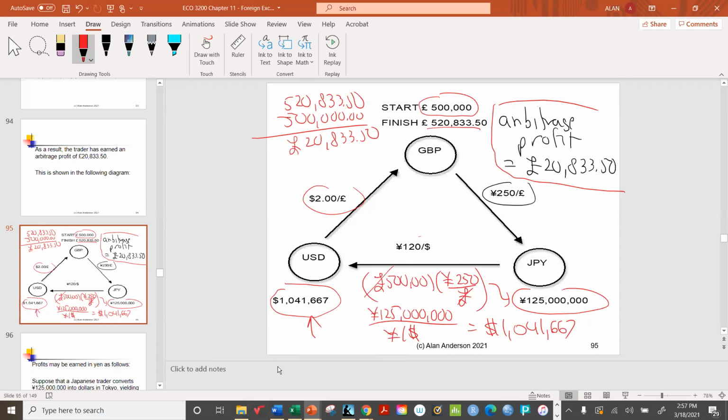And then here, this one is pretty straightforward because all you're doing is taking 1,041,667 and dividing it by $2 per pound. Thank you. And if you're not sure whether to multiply or divide, just make sure that the units you don't want cancel out and that you're left with the ones you do want.